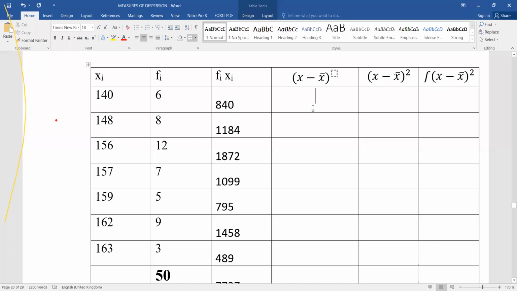This time you leave them. If it's negative, leave it. So you'll get 140 minus 154.74. Get me the first answer. Good. Birunji, Rachel, Elizabeth, I need answers. Good. 14.74.